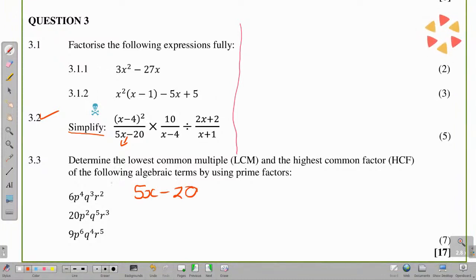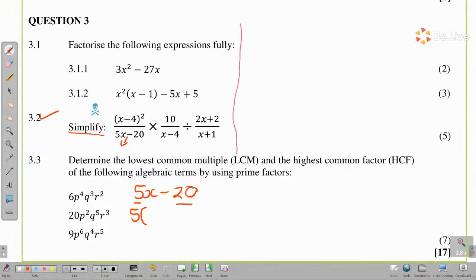See, though they said simplify, you can see that 5 and 20, 5 is common. I take out 5. 5 divided into 5x, the 5 will cancel the 5. You see the x will remain there. So it's x minus 5 into 20. 5 goes into 20 4 times. So it's x minus 4. That is already a way of factorizing that.